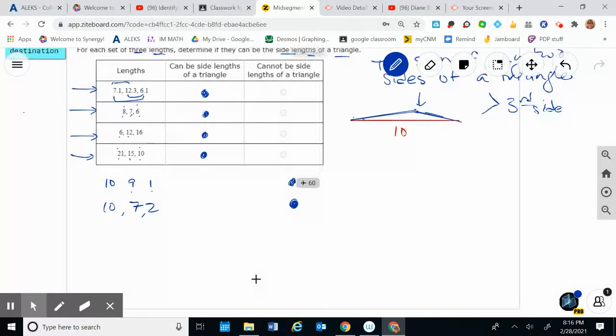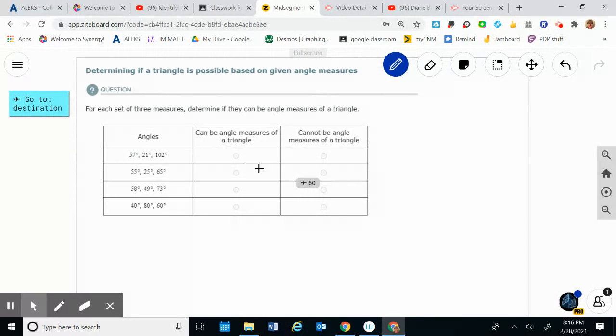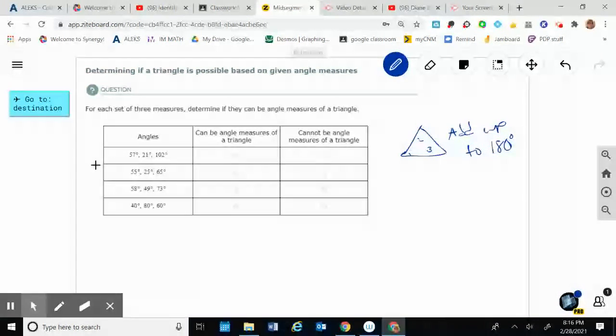Okay. The next one, I feel like you should be very familiar with at this point. It says for each set of 3 measures, determine if they can be angle measures of a triangle. Well, what do you know about all the angles in a triangle? 1, 2, 3. They add up to 180 degrees. So all you have to do is add them. See if they add up to 180. If you feel like challenging yourself, you could try to do it in your head.